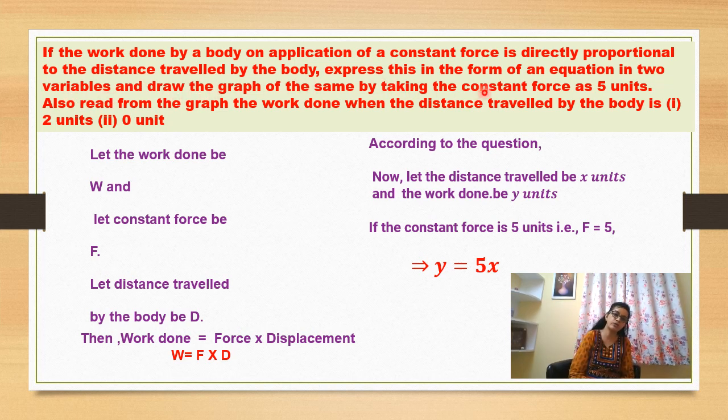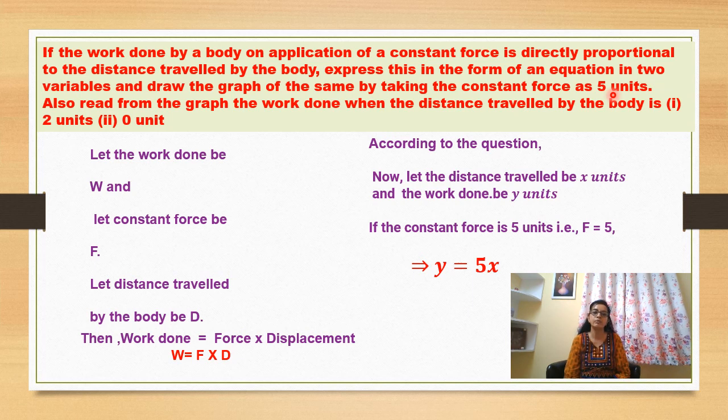Now here you have to be very careful that the force is constant. So we need not take force as variable. So be careful that force will never become a variable because it is constant. It is already given in the question that the force is constant, having a constant value, that is 5 units.